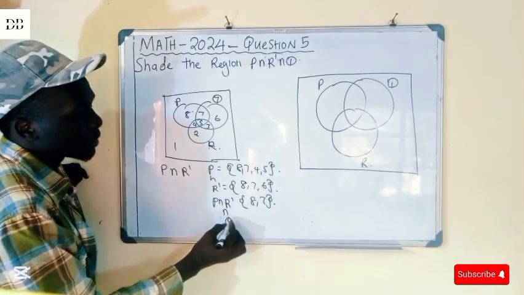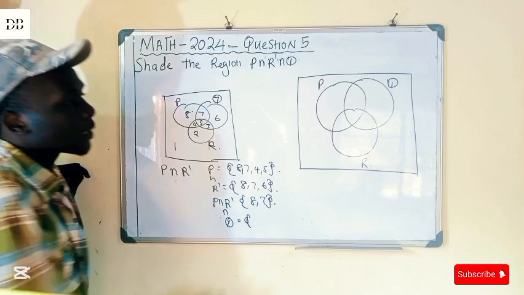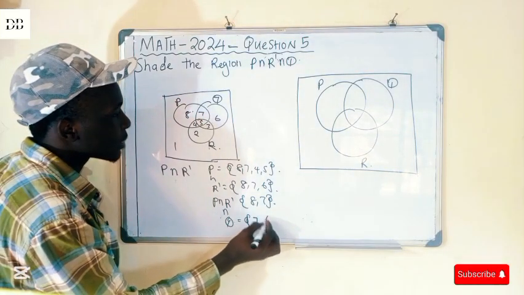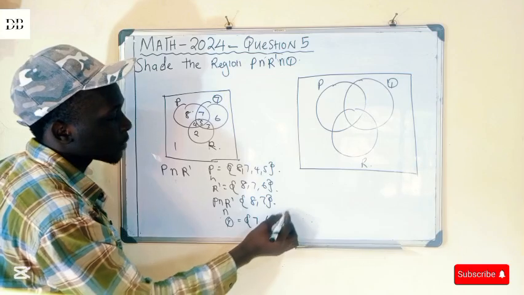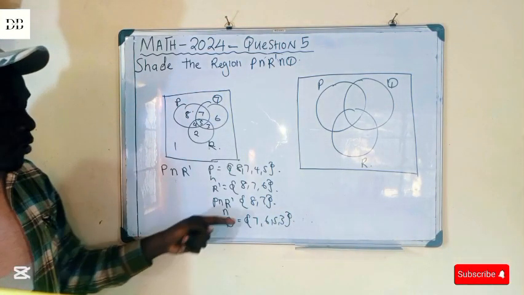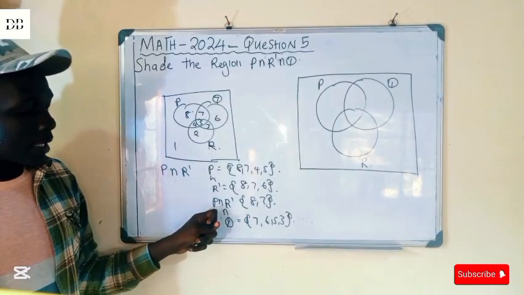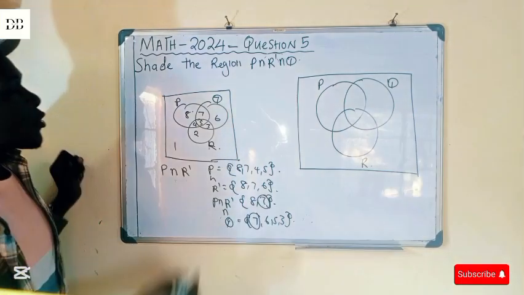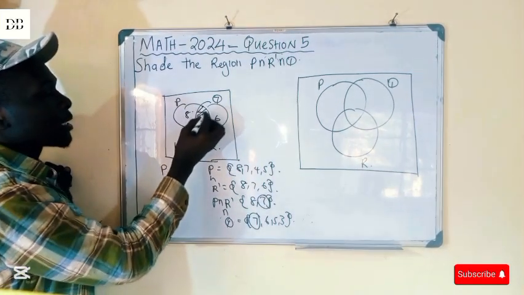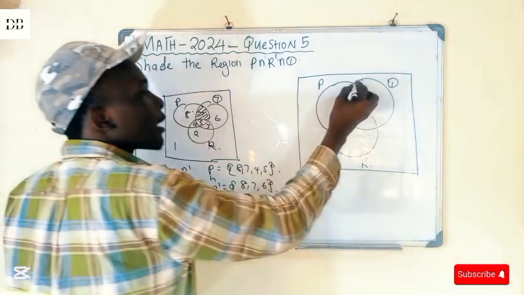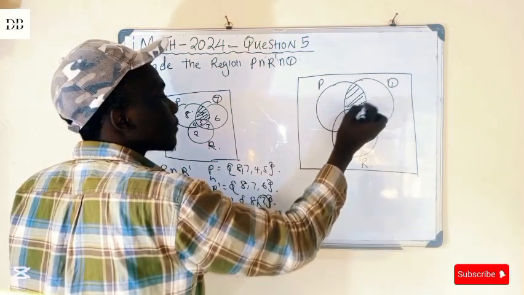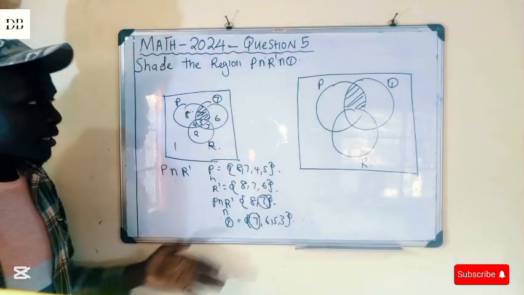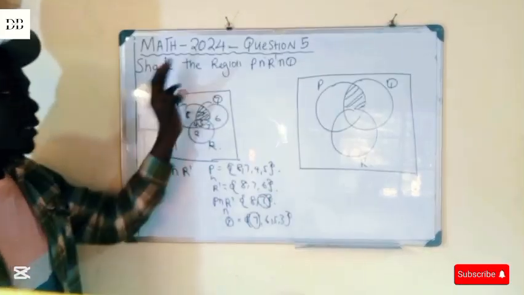So say intersection Q. Now what are the values found in Q? In Q we have 7, 6, 5, and 3. If we find out what is common, since it's talking about intersection here, we can see that we only have a 7. So what we'll shade is the part where the 7 is. Even here, we'll shade this part. And then that is all in terms of shading. You have shaded your region.